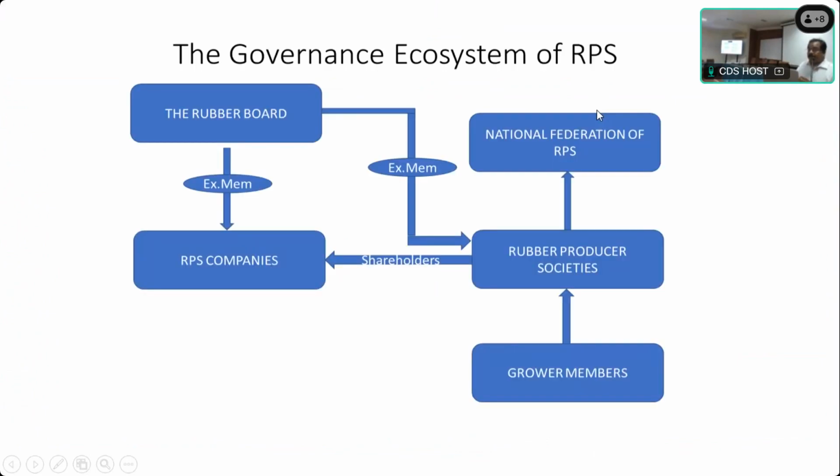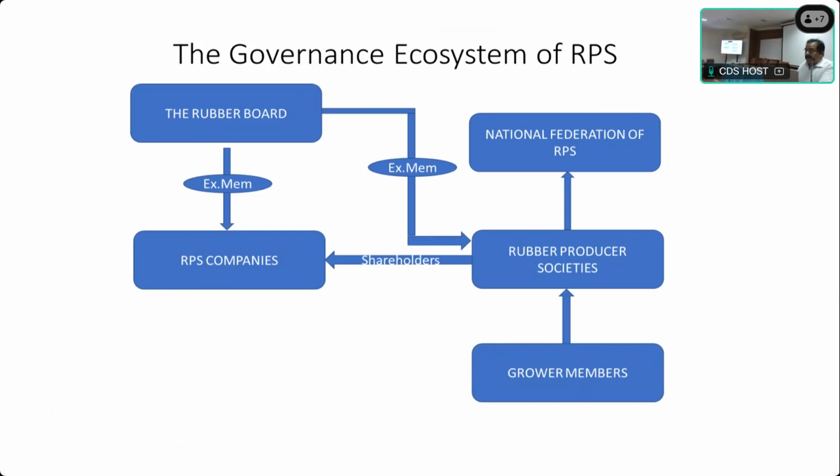Now, if you look at the governing system of the RPS, this is how it would look. You have the rubber producer societies and grower members. You become a member by following the entry and exit rules of the RPS itself. Sometimes it could be some amount of acreage, or some amount of rubber that you have to supply to the RPS.